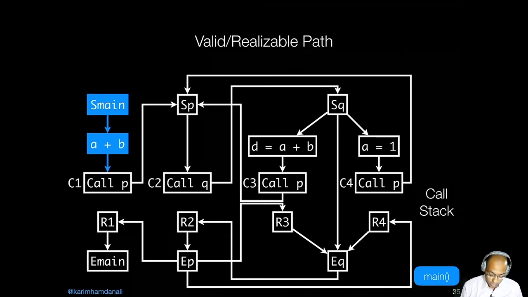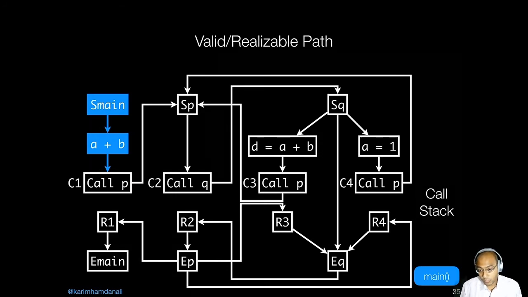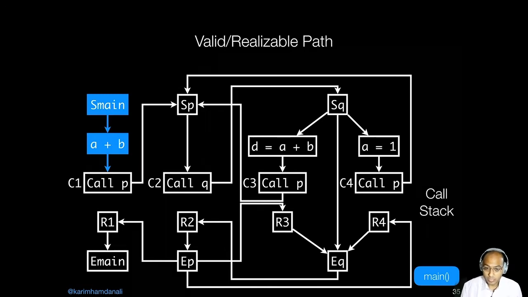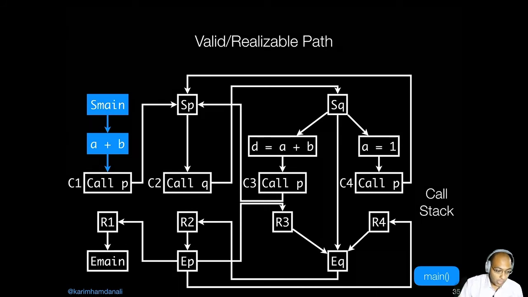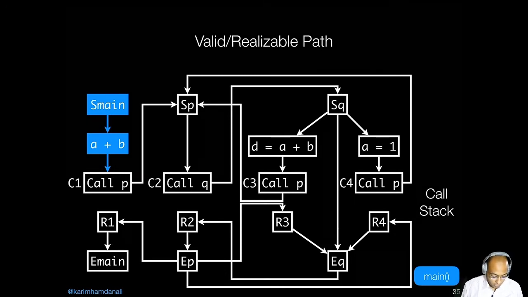So how are we going to maintain a call stack? Well, it's just a stack of method calls that we're going to push on the stack whenever we have a method call. Whenever we return from a method, we're just going to pop it off. It's a very simple call stack. In this case, when we call the main method, we're going to push it on the call stack. Whenever we're calling P, we're going to push P on the call stack.